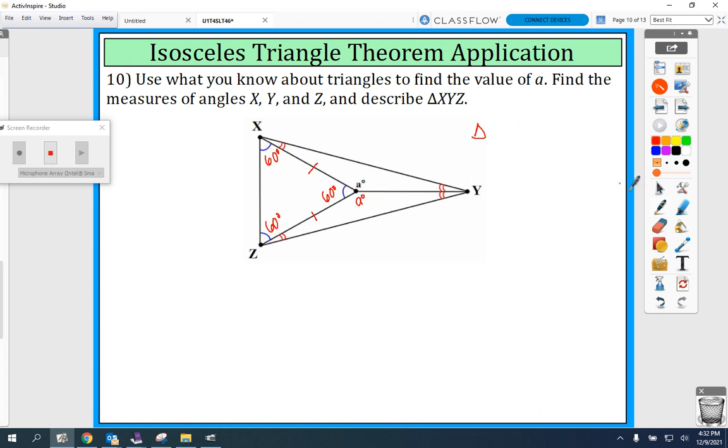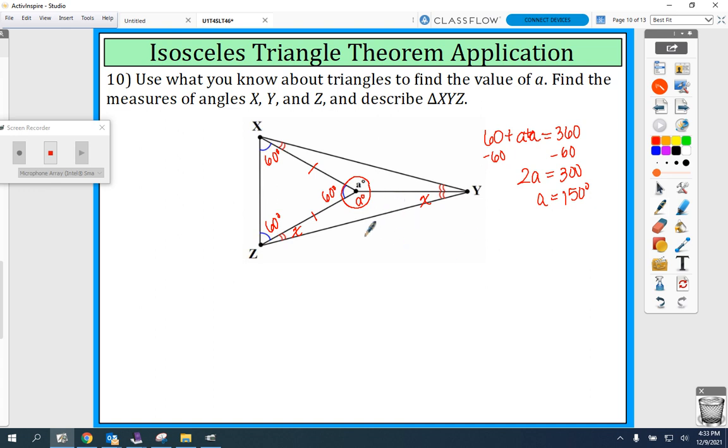triangles are congruent. So if those two triangles are congruent, then I can make all of these angles add up to 360. So I'm going to say 60 plus A is equal to 360. Subtract 60 from both sides. 2A equals 300, which means A is equal to 150 degrees. So therefore, I know that these A's are 150, which means then I can find X and X here.